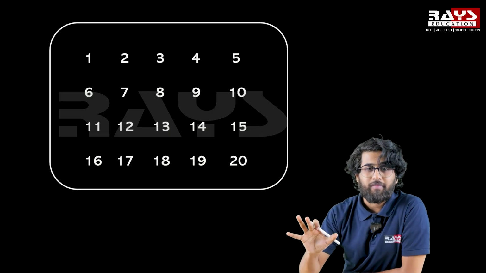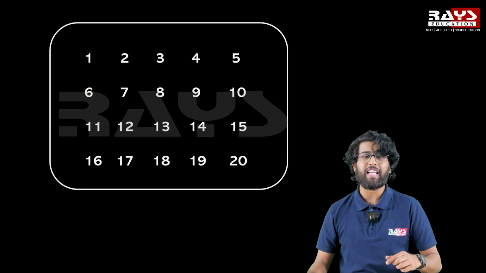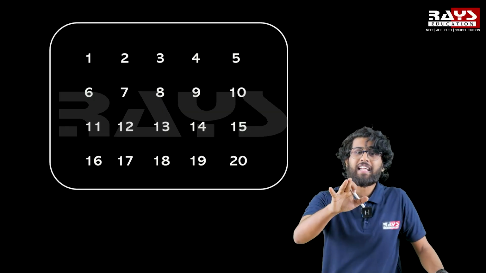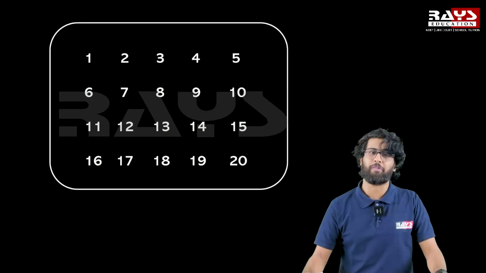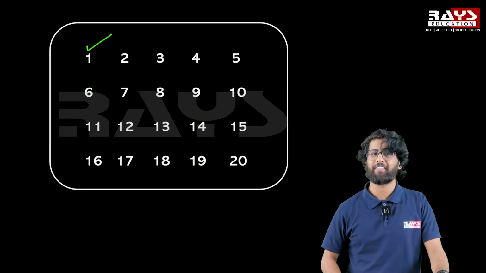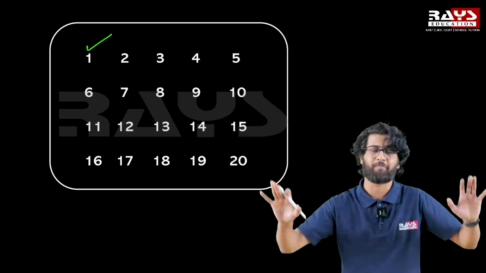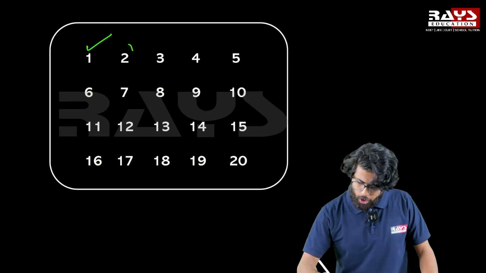As you all know, every number is divisible by 1, guys. Or in other words, we can say that 1 is a factor of every number. Clear? So that goes for 1. Let's give a tick mark for 1. 1 is done. Every number is divisible by 1. Done. Let's hop on to 2.